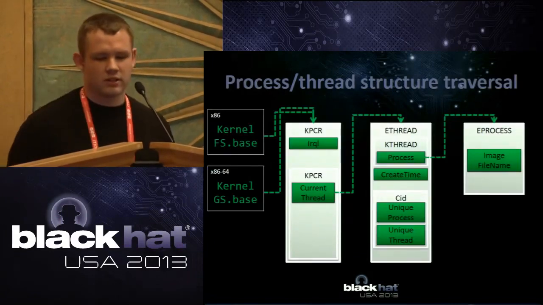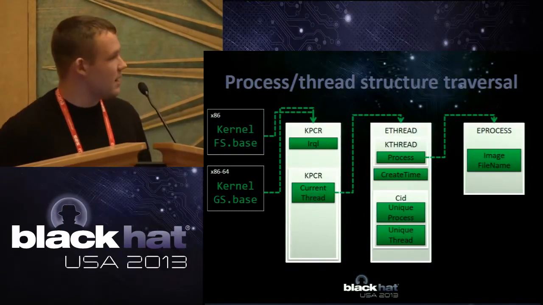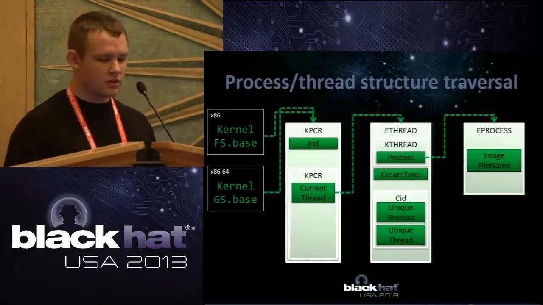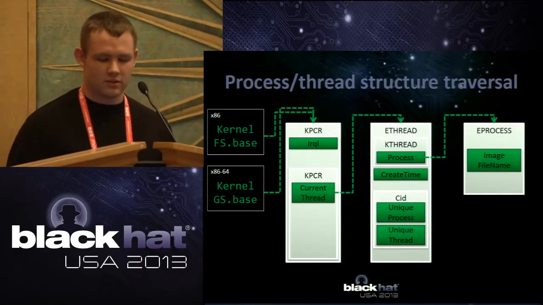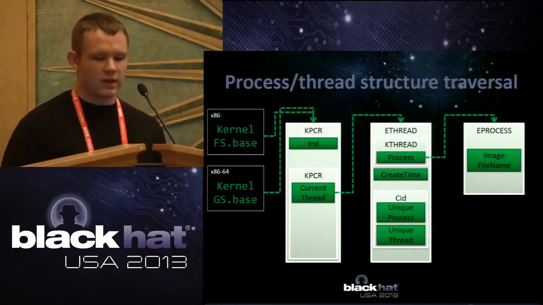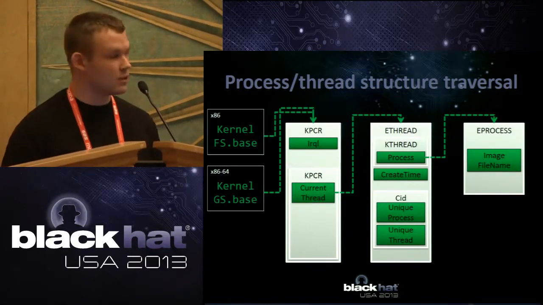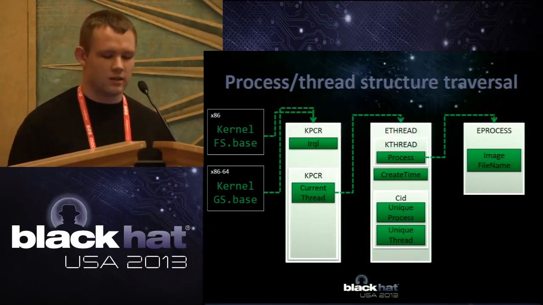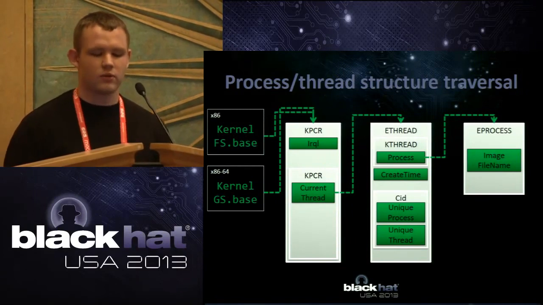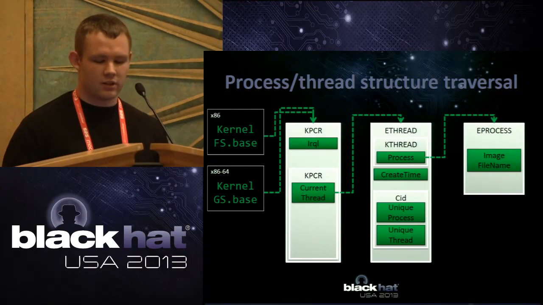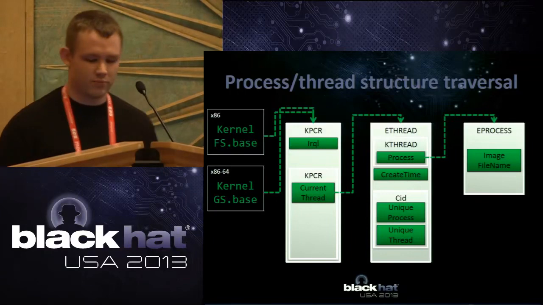Then when it comes to traversing the structures that contain information about threads and processes, it's a little more complicated. As you can see, we basically traverse three structures. First, the KPCR, which contains a pointer to the current thread, which in turn contains a pointer to the current process. And we get the pointer to the KPCR using the base address of the FS segment on 32-bit Windows, and the base address of the GS on 64 bits. And then the three structures actually contain all the information that we need. So the IRQL level and the information about the current thread and the image name of the current process.